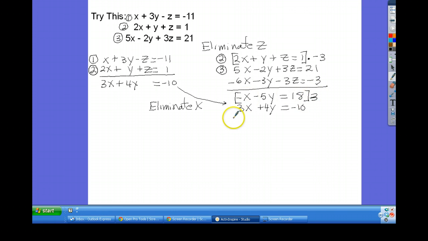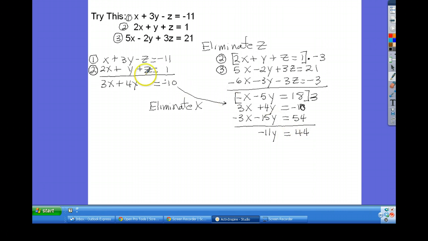3 times negative x is negative 3x. 3 times negative 5y, negative 15y. And 3 times 18, 54. And that's a 10 right there. And make sure it doesn't look like a 16. It's 10. I'm probably making it worse here. All right. We add, and the x's will eliminate like we planned, and we get negative 11y equals 44.